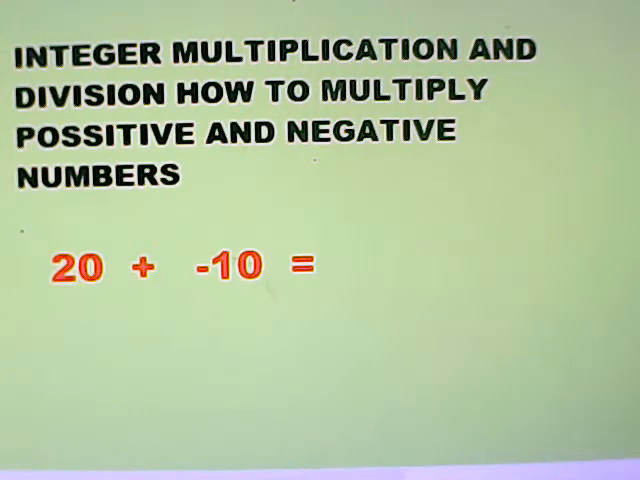Another example. 20 plus negative 10. The answer is positive 10. Because if it is positive and negative, you have to subtract and copy the sign of the highest number, which is positive. So you have to copy this. It is positive 10.